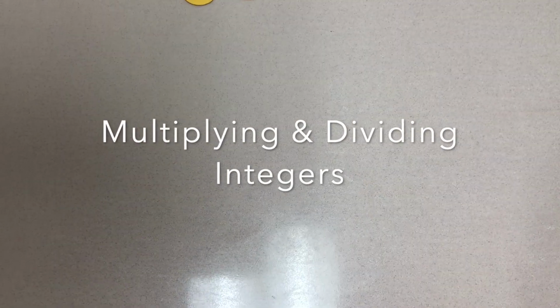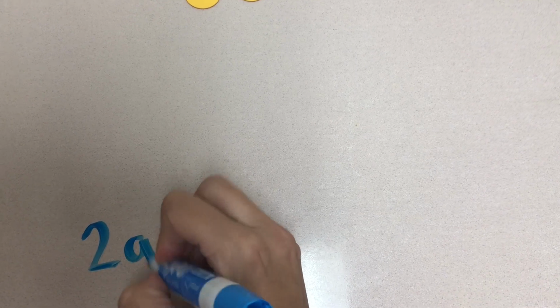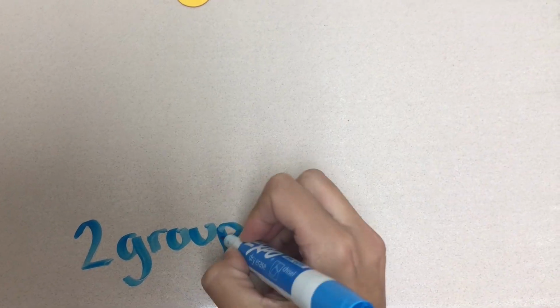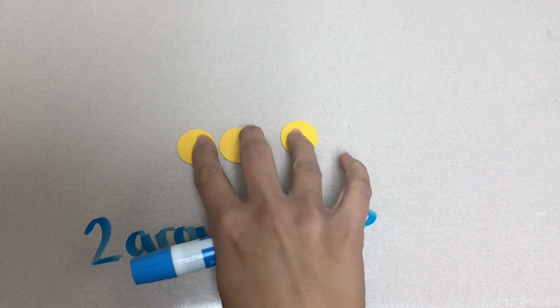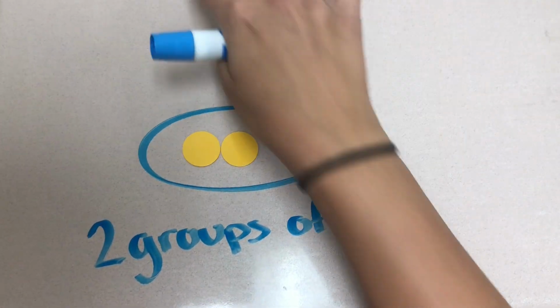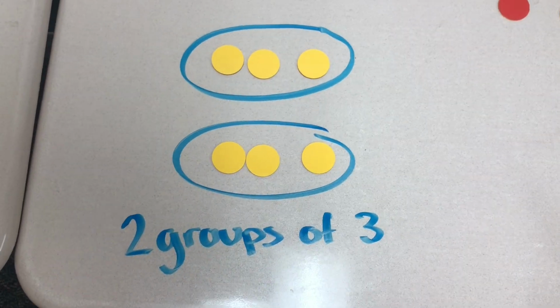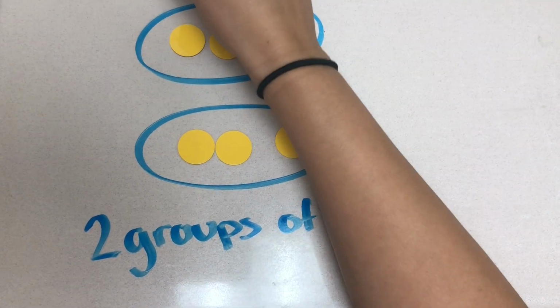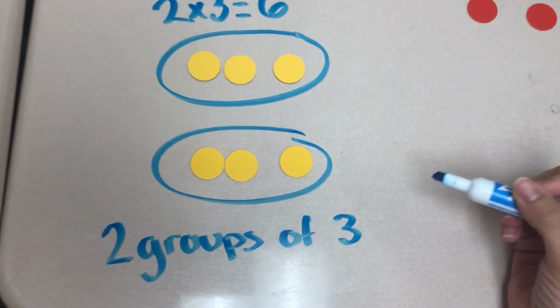So when we think of multiplication, we're thinking groups. So to have two groups of 3, we have one group, two groups of 3. 2 times 3 equals 6. I have 6 positives in there.